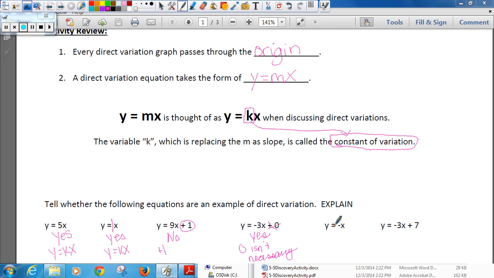Our next one is y equals negative 1x. Again, that's your k, so this would be yes, because it's in the form y equals kx. And our last one here, again, is no, because you have that plus 7 on the end. Okay, that should be a quick review.